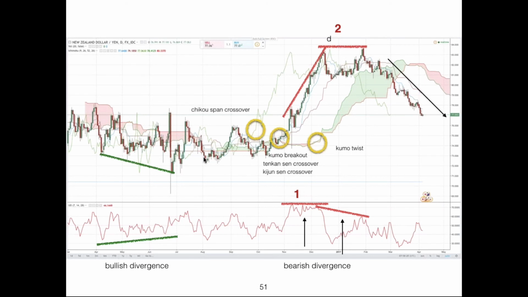Bearish Ichimoku signals also appeared along with the bearish divergence. There was a Chikou Span, Tenkan-sen, and Kijun-sen bearish crossover, and a Kumho twist. The chances are high that a reversal will happen, and this was confirmed by the Kumho breakout to the downside. Prices started to trend downward. So with the divergence as a probability booster, we are able to assess with high certainty what the direction of the market will be.